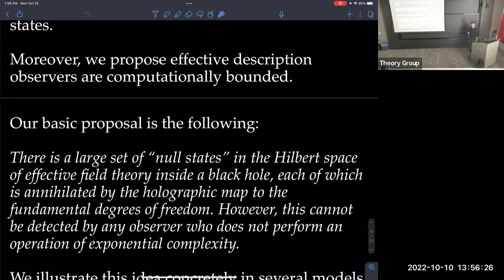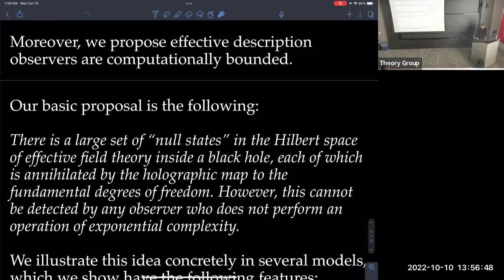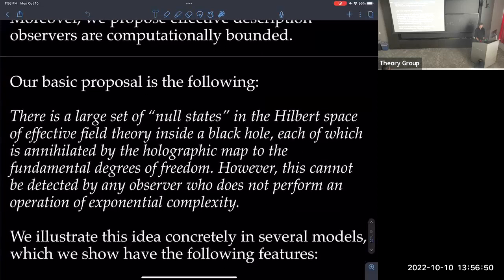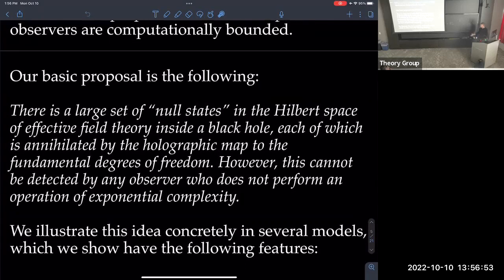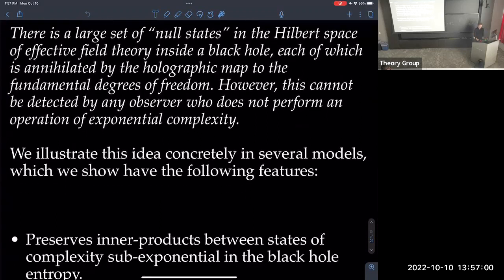As a follow-up to my previous question, if I were some person who liked exact bulk descriptions, I would just erase the word holographic. Yes, you could, put whatever word there you want that corresponds to effective. Well, just bulk states annihilated by the map between the effective description and the exact bulk description. Yeah, I like that as well. So concretely, what we're going to do in this talk is illustrate this idea in several models, which we'll show have three nice features.